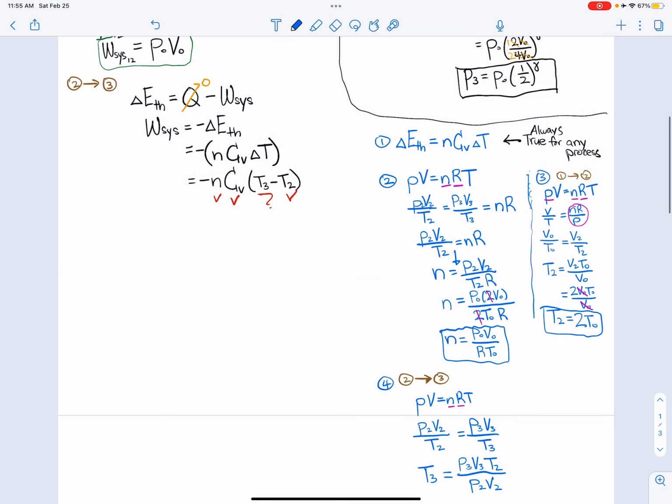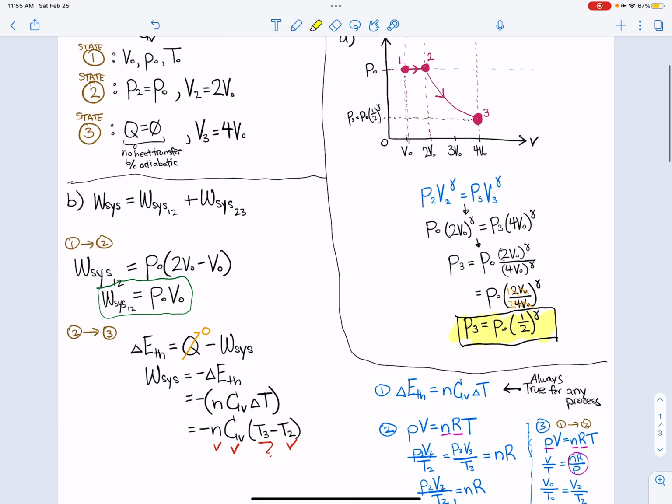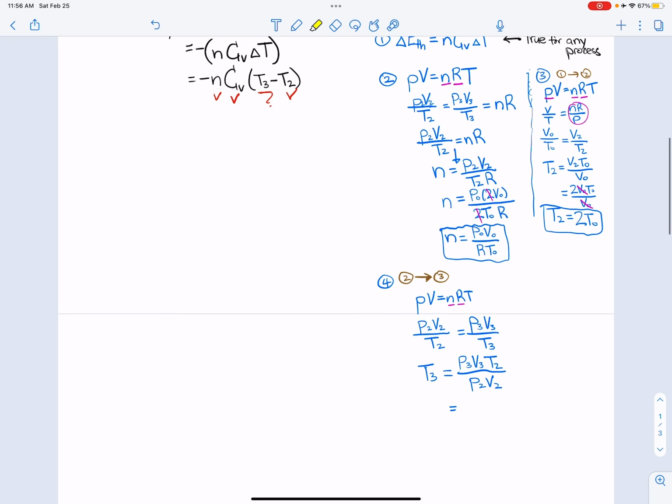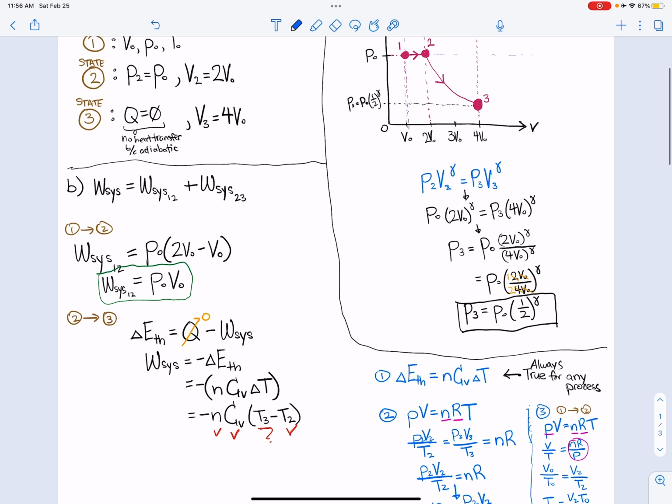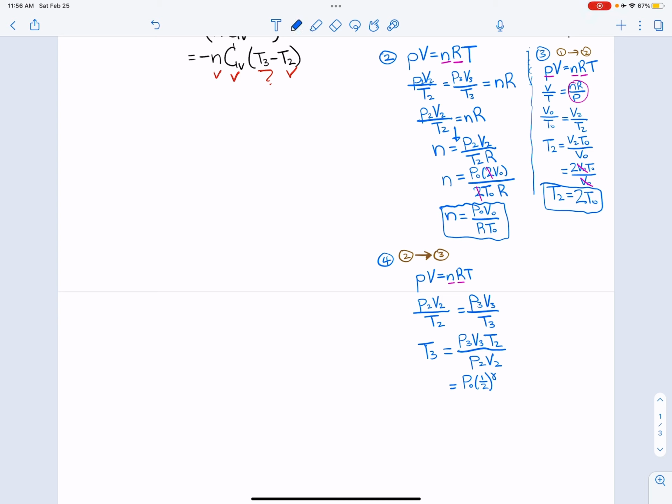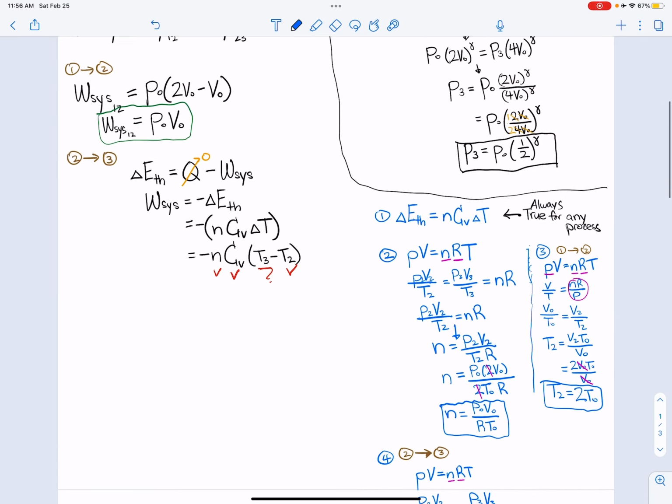Did I find my P3 earlier? I did, right here. All right, so we found our P3 earlier, which is P naught times 1/2 to the gamma. So I'll plug that in. P3 is equal to P naught times 1/2 to the gamma. V3, did I get V3? Yes, V3 was given as 4 V naught, times 4 V naught, times T2.